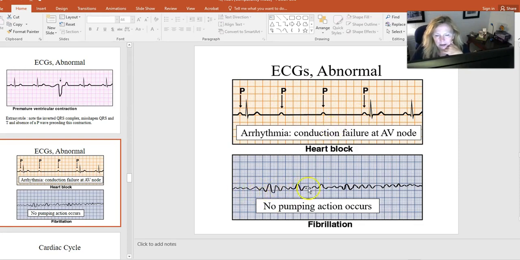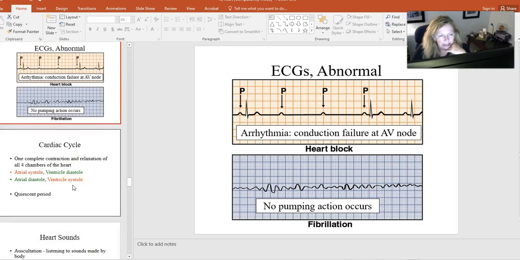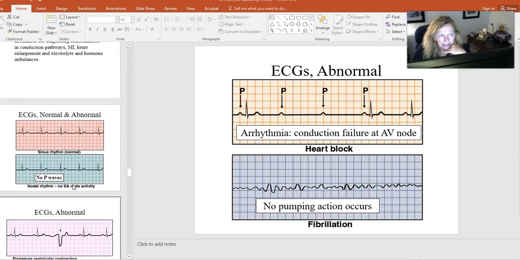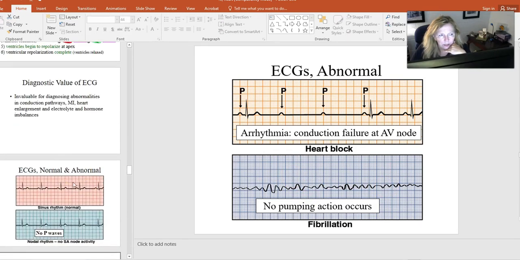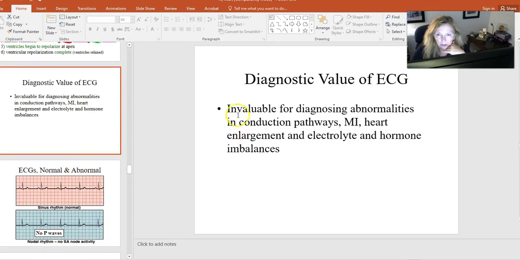And this bottom tape would indicate that no pumping is happening at all. So the person is in cardiac arrest at this time, and without immediate intervention to restore a rhythm, this is it for them. So we understand that ECGs are really incredibly valuable.